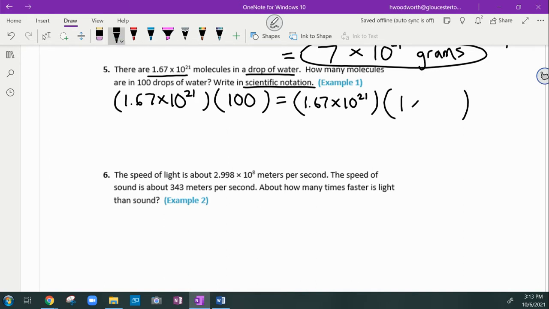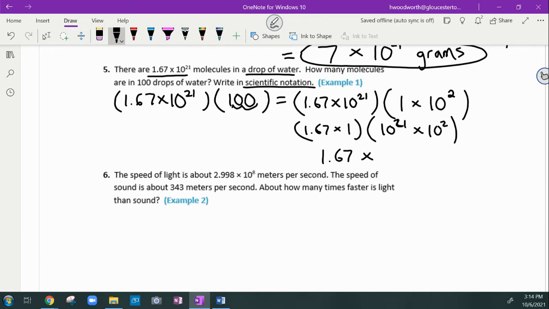So this is 1 times 10 to the 1, 2, which is, there you go. And we're going to use commutative and associative, so that's 1.67 times 1. And we'll put the powers of 10 together. And we can multiply those. Obviously, you get 1.67. We do our powers of 10, so we add using the product of powers property, and that's 23.